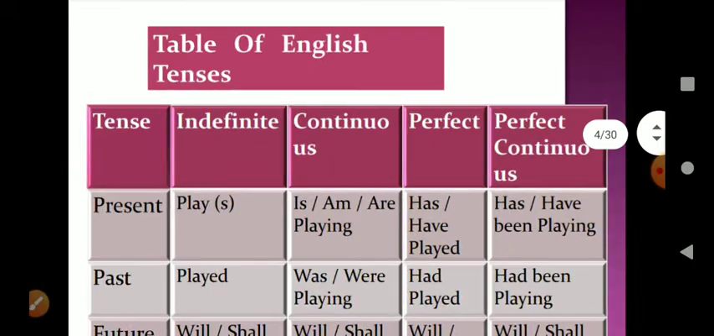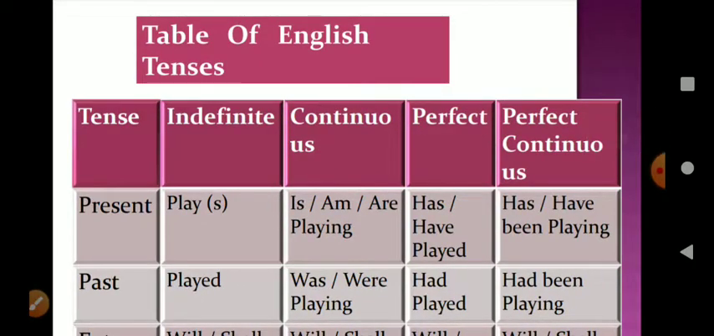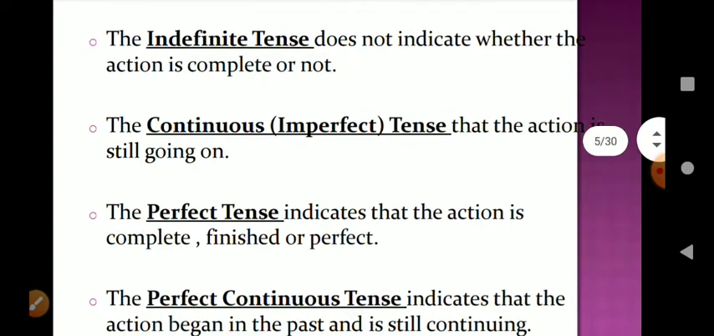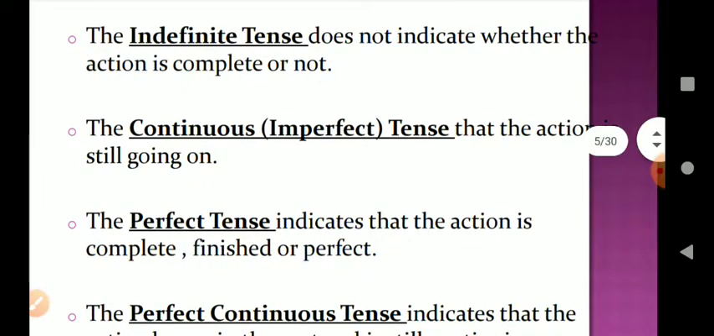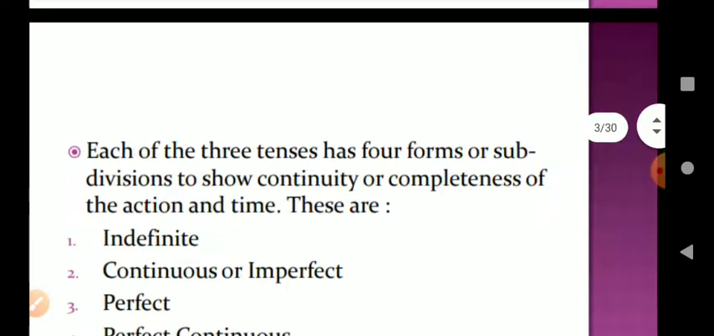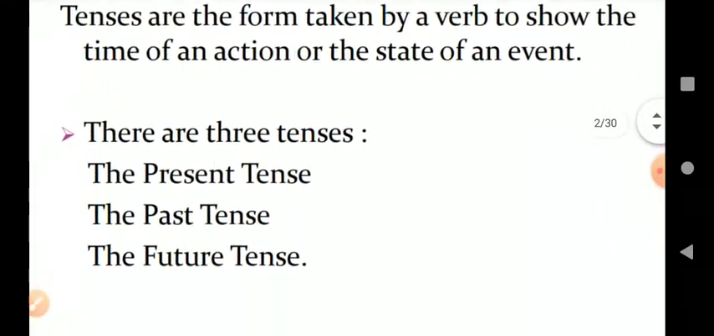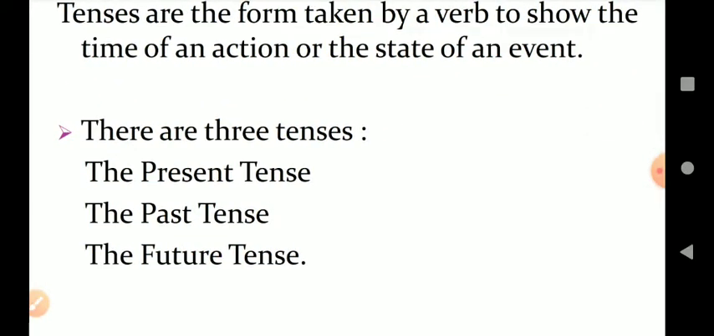Now the table of English tenses, on this we will come in the last. First, you are seeing here, all these four subtypes are properly defined here. So first let's talk about this. What is present tense? Present tense means the action which is going on in the present time. Past tenses are those tenses which show that an action has happened in the past time, and future tenses are those tenses which show that an action will take place in the future.